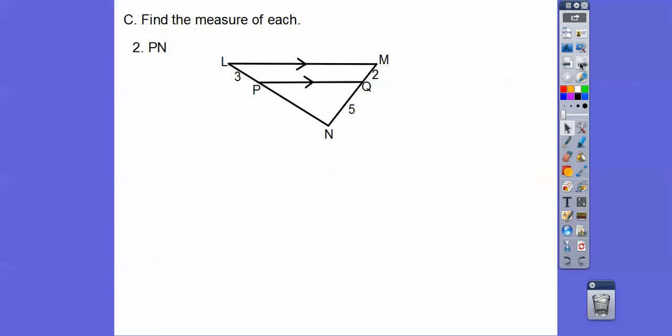Alright, so here we're looking for PN, so here's PN, we'll call this x, so we can do top over bottom, okay? Just make sure you're consistent on both sides right there. Cross multiply and we get 15 halves right there, okay?